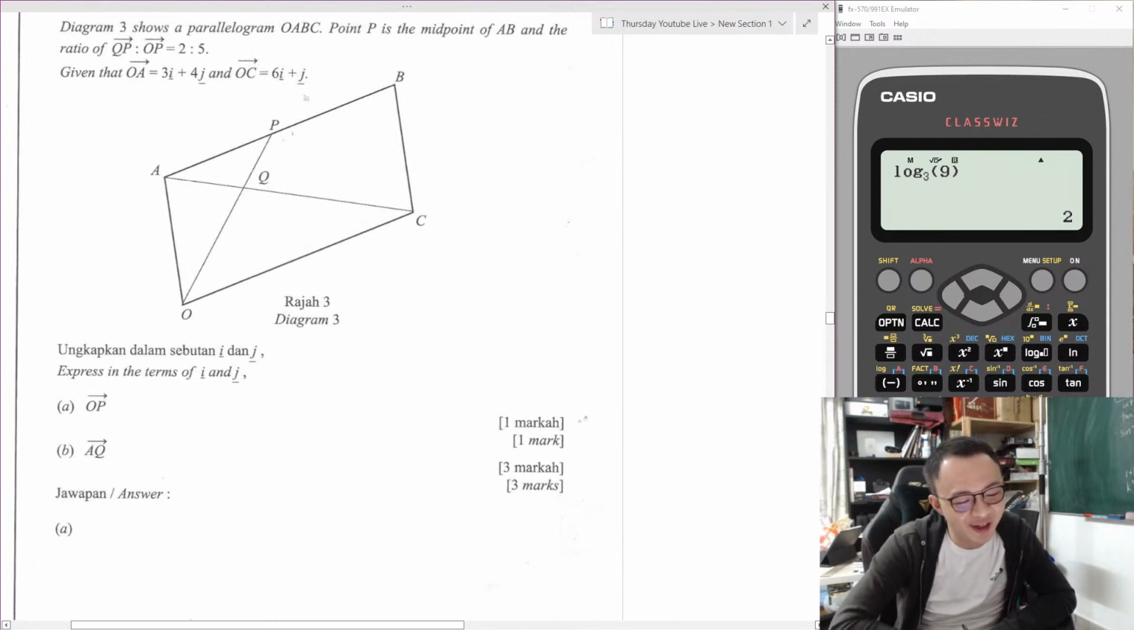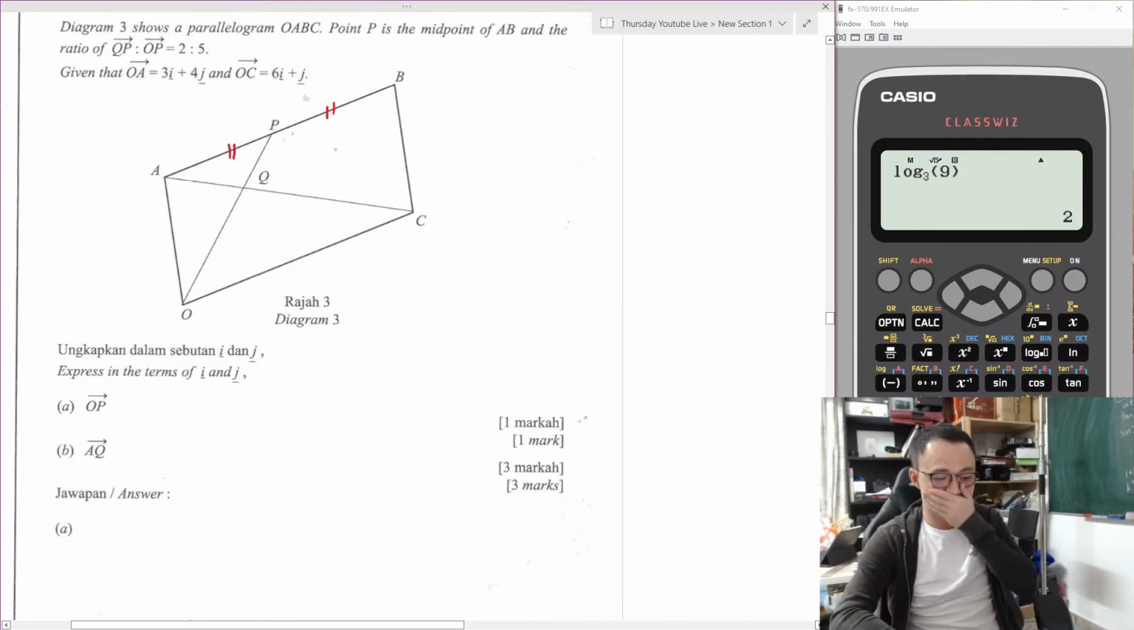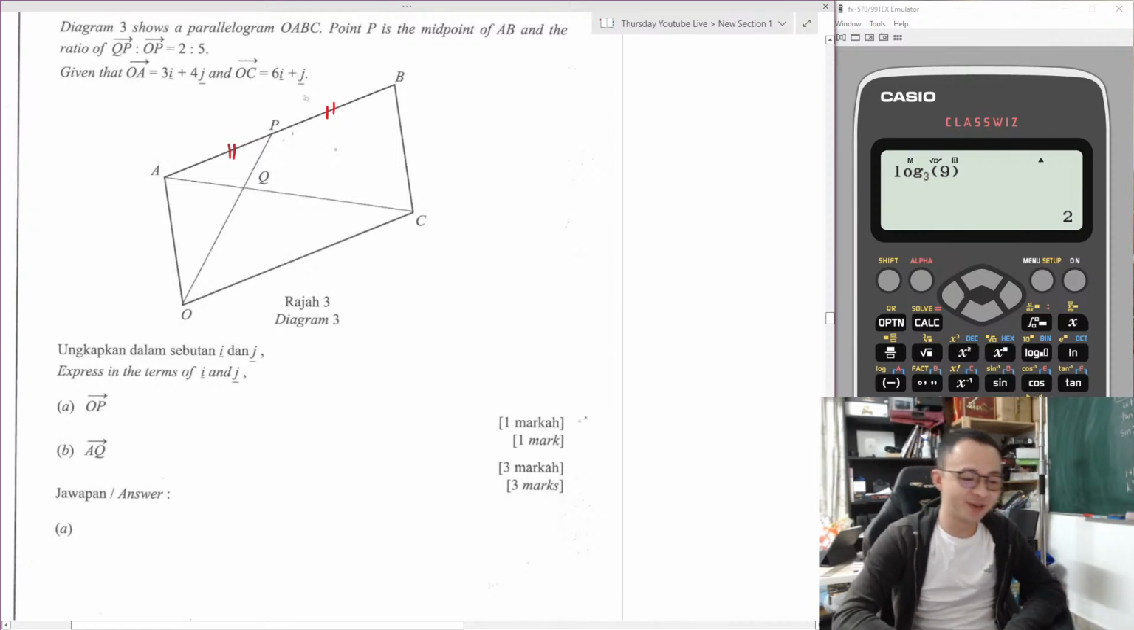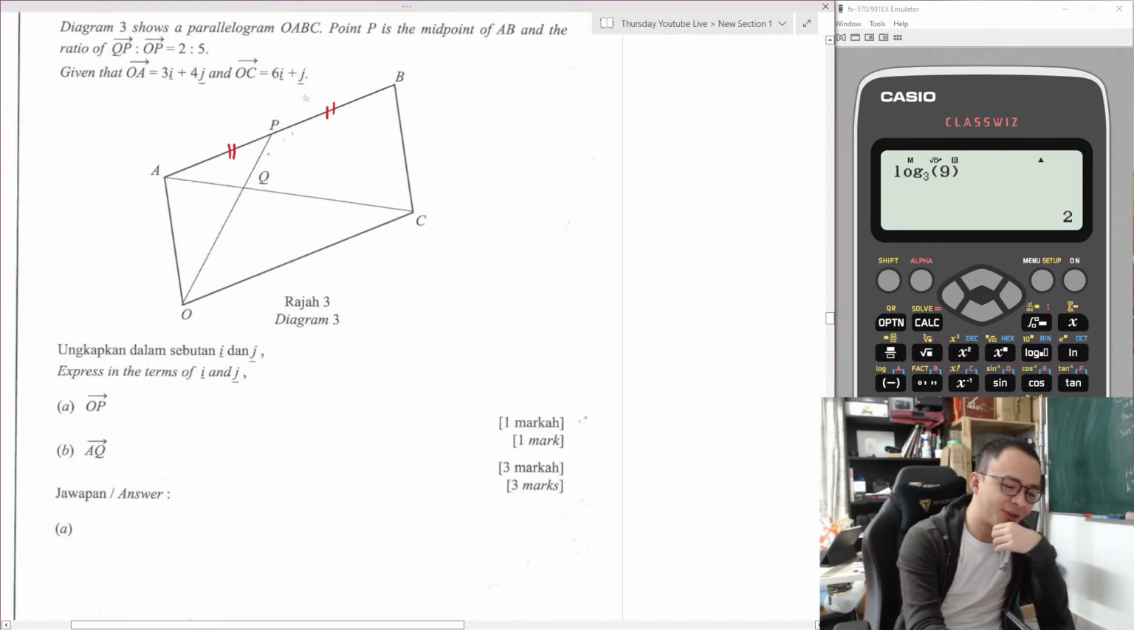Okay, we have some parallelogram here. And P is the midpoint of AB. Alright, so they say theorem midpoint. I draw this sign for midpoint. And QP is 2. OP is 5. So this is ratio 2 and ratio 3.